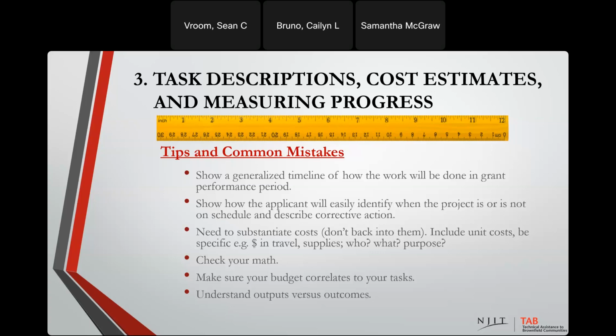You want to make sure that your budget correlates to your tasks. A lot of people, when they put their grant application together, will put their budget table together, and then they'll list under each task the numbers that were put in the budget for that particular task, just to make it easier for the reviewer. And that's a great idea. But again, make sure that those numbers are the same and that they correlate, because sometimes you have different people writing a grant application, somebody changes the table and they don't go back and change the task. So make sure all that adds up.